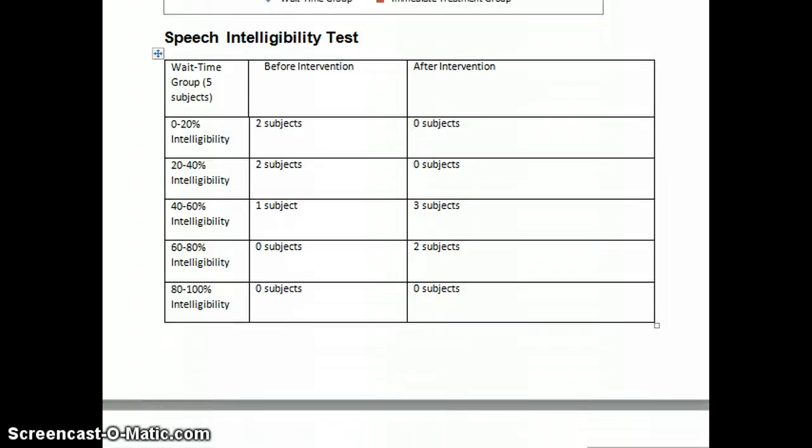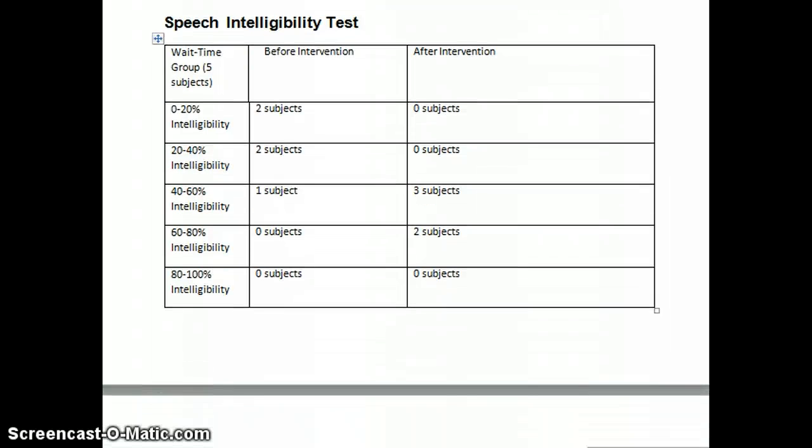Okay, next we have the speech intelligibility test. We have 2 ways of showing it here. We have a table, and then we also have a graph. Speech intelligibility was measured through listeners, and we have 5 separate levels of intelligibility here for each group. And each group had 5 subjects.